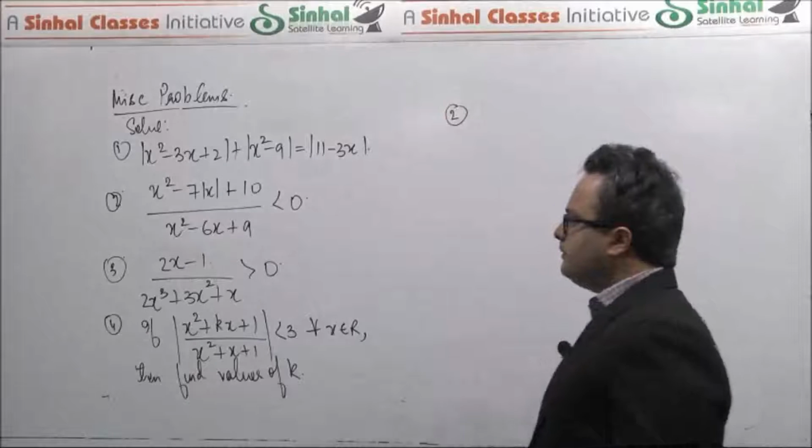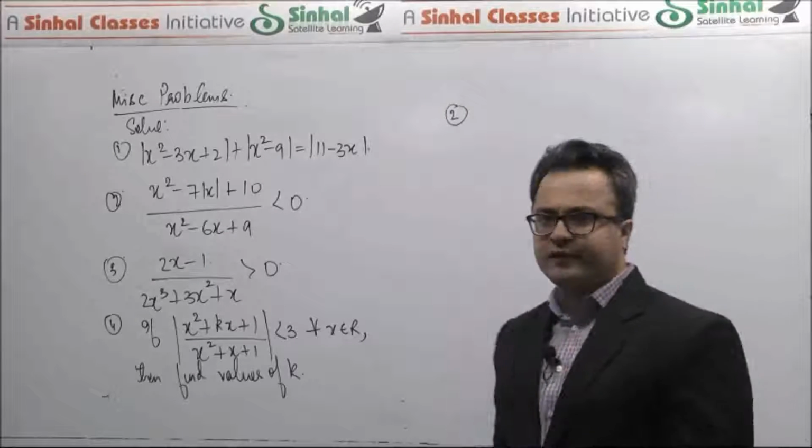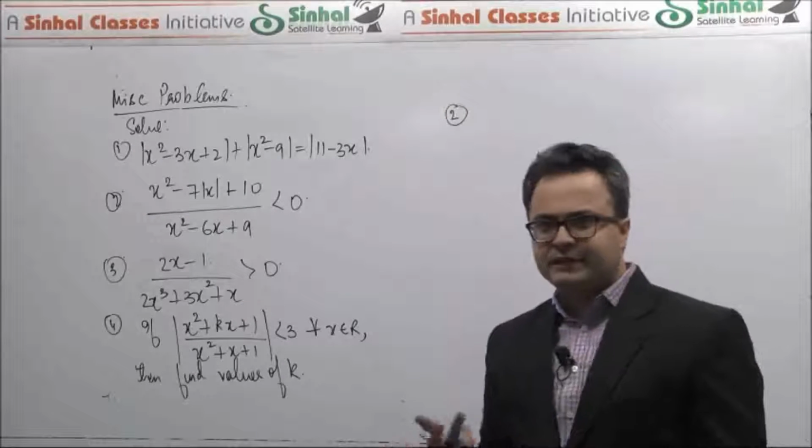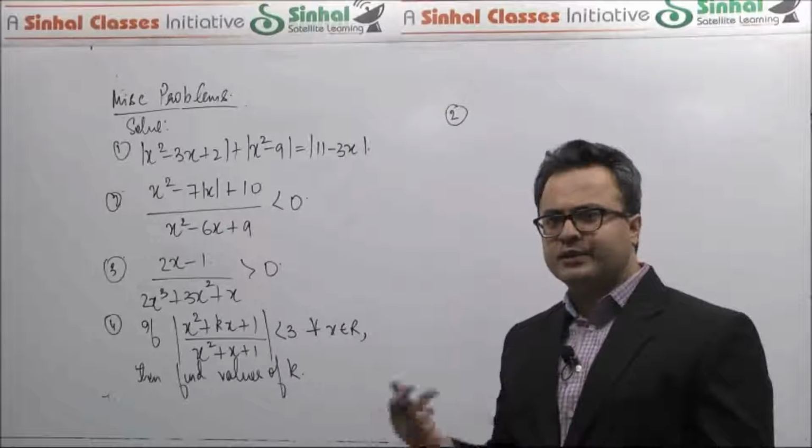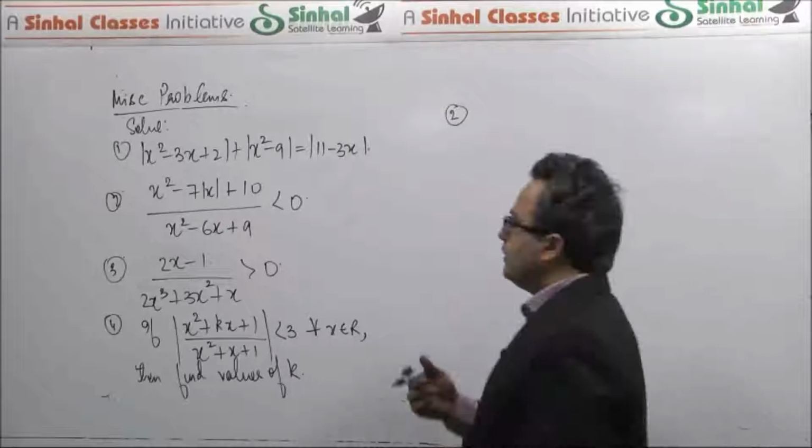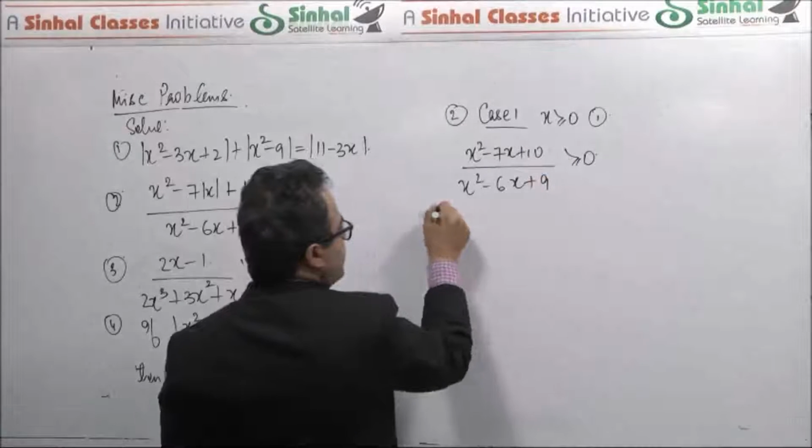Now for the second problem, we'll have to take two cases because there's a mod of x involved again. So we can take one case in which x is greater than or equal to 0 and another case in which x happens to be less than 0. So of course we can factorize the numerator and denominator.